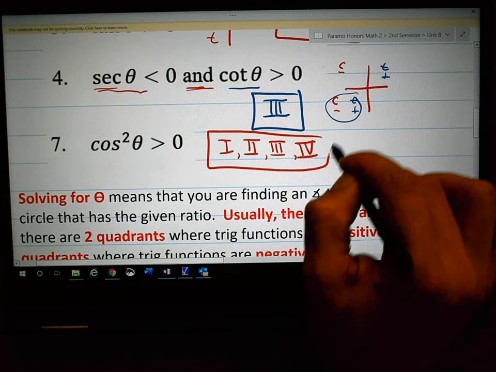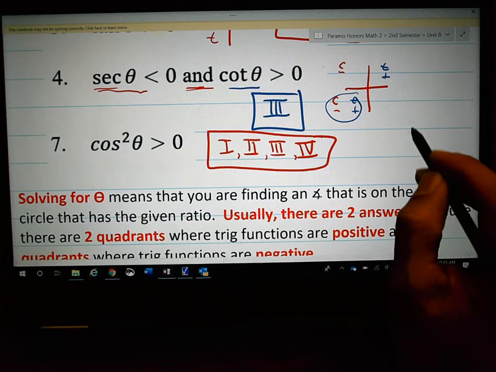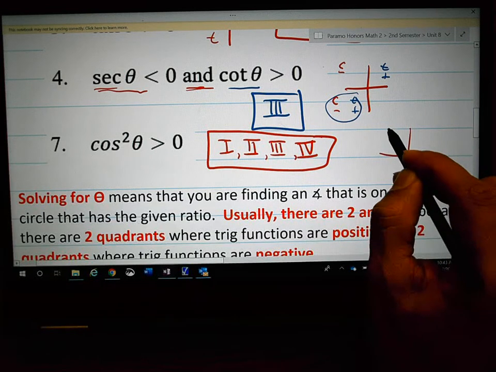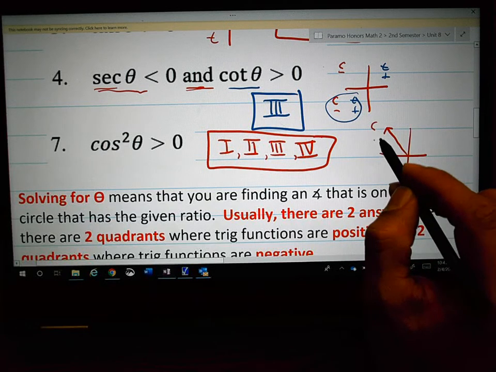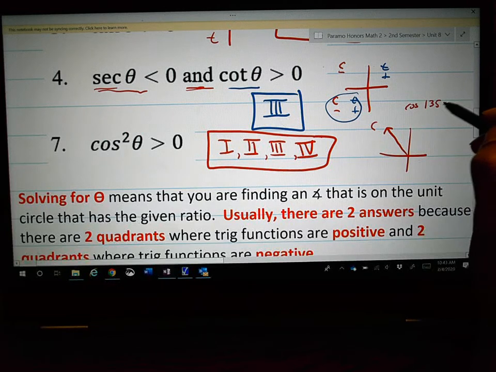I am just curious, how many of you said all 4 quadrants? Raise your hand. Good, you are correct. If you didn't get it, think of it like this. Even if you had an angle like 135 degrees, the cosine is negative there, right? Let me write this out. Cosine of 135 degrees is negative root 2 over 2. Just because I know that, right?